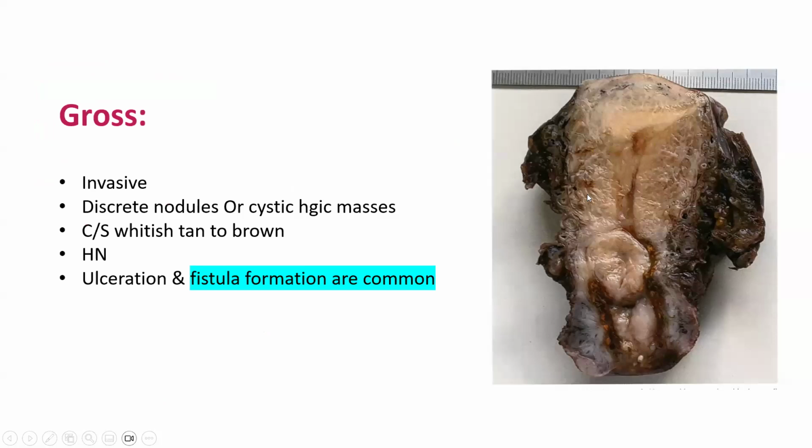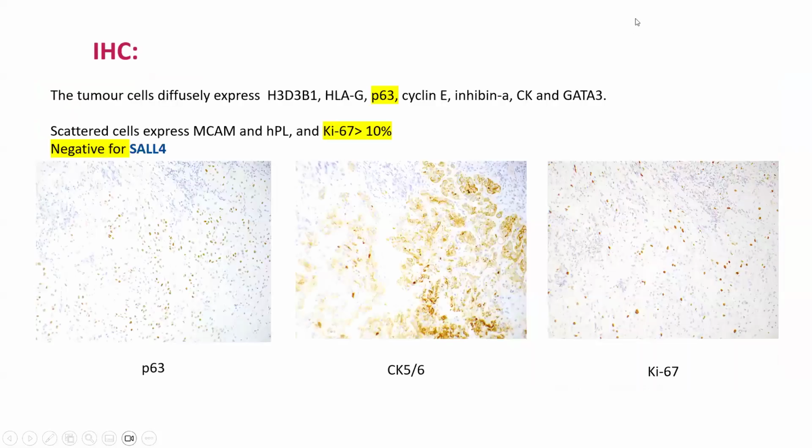Grossly, the tumor is invasive, may show discrete nodules or cystic hemorrhagic masses with a cut section that is tan to brown. This tumor tends to ulcerate and fistulize, okay? What about the microscopic picture?